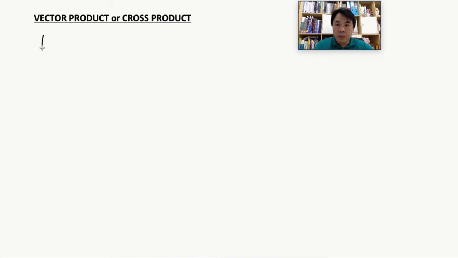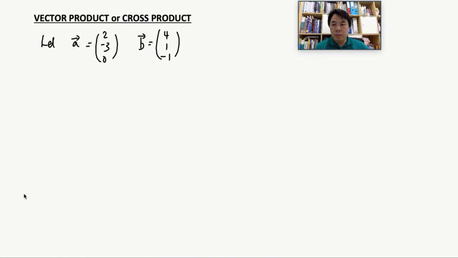Let's assume that you have a vector A, which is given by, I have already written that down, let me check the numbers here, 0, and then vector B as, let me see whether I remember the numbers, 4, 1, -1. Now, how do we perform the vector product? Notation-wise, we write it down as A cross B. This is the notation for vector product.